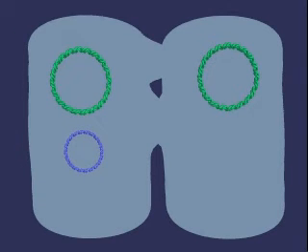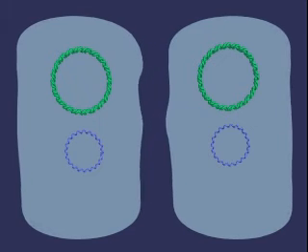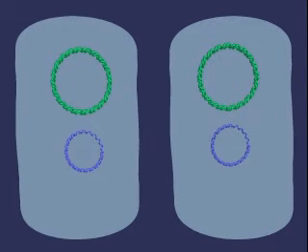A nick is made in the DNA to start transfer, and a single strand of the plasmid DNA is transferred into the recipient. DNA replication in both donor and recipient replaces the missing strand.